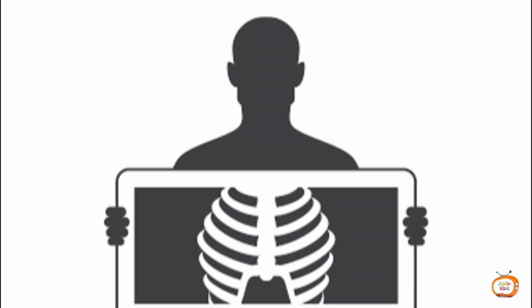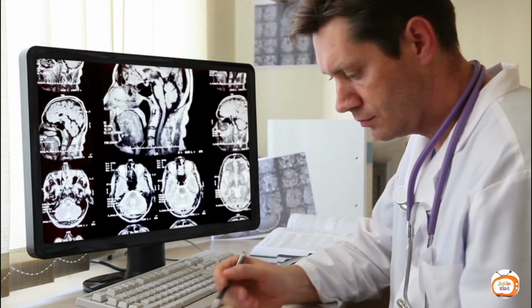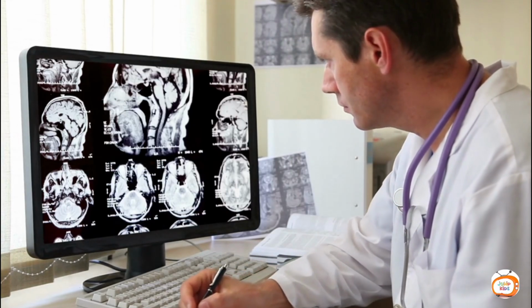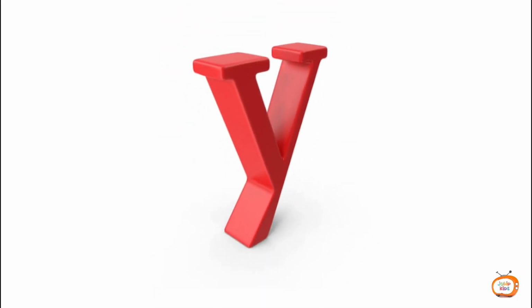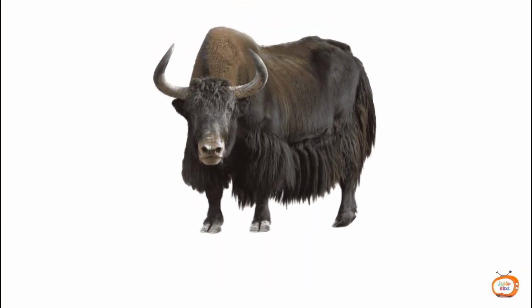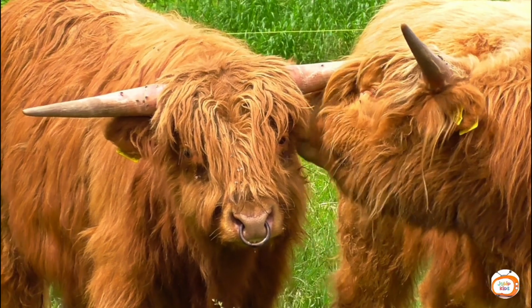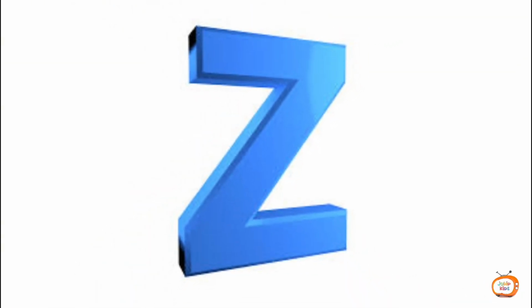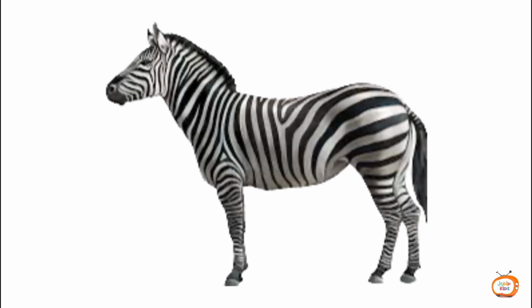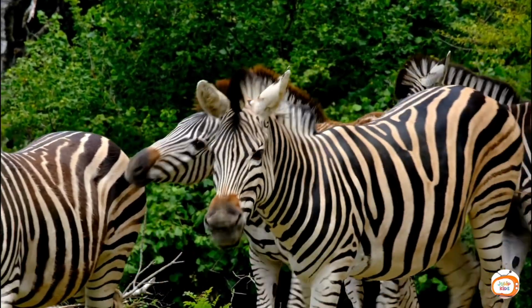X is for extra, extra, extra. Y is for york, york, york. Z is for zebra, zebra, zebra.